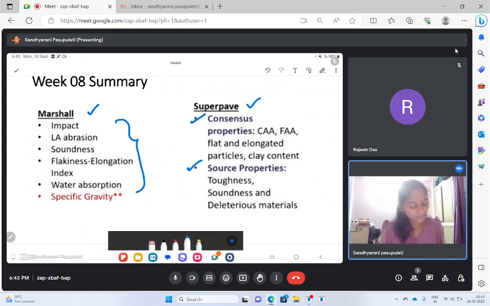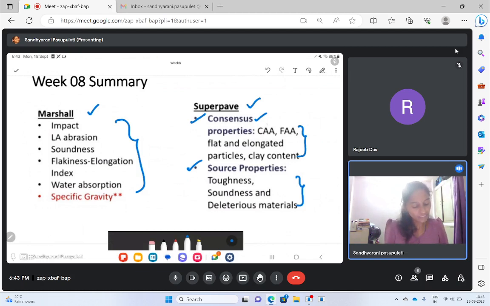One is the consensus properties. These are the properties that are mandatory to be satisfied by the aggregates. So before using the aggregates, all these consensus properties should be satisfied. Then only will we select the aggregates for the mix design. And these are the source properties. These are complementary tests that need to be performed on the aggregates.